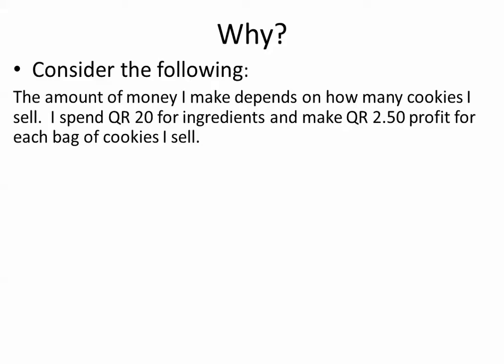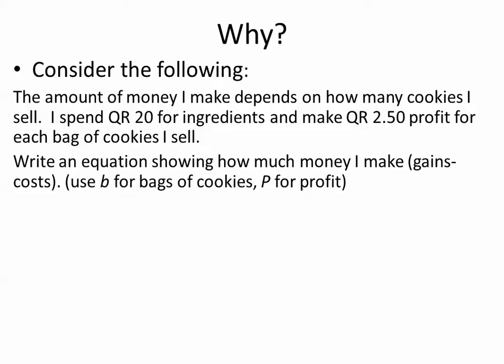I'm going to explain why using a specific situation. So here we go. Consider the following. The amount of money I make depends on how many cookies I sell. I spend 20 Qatari Riyals for ingredients and make $2.50 profit for each bag of cookies I sell. Let's write an equation that shows how much money I make, gains minus costs, and we want to use B for bags and P for profit.